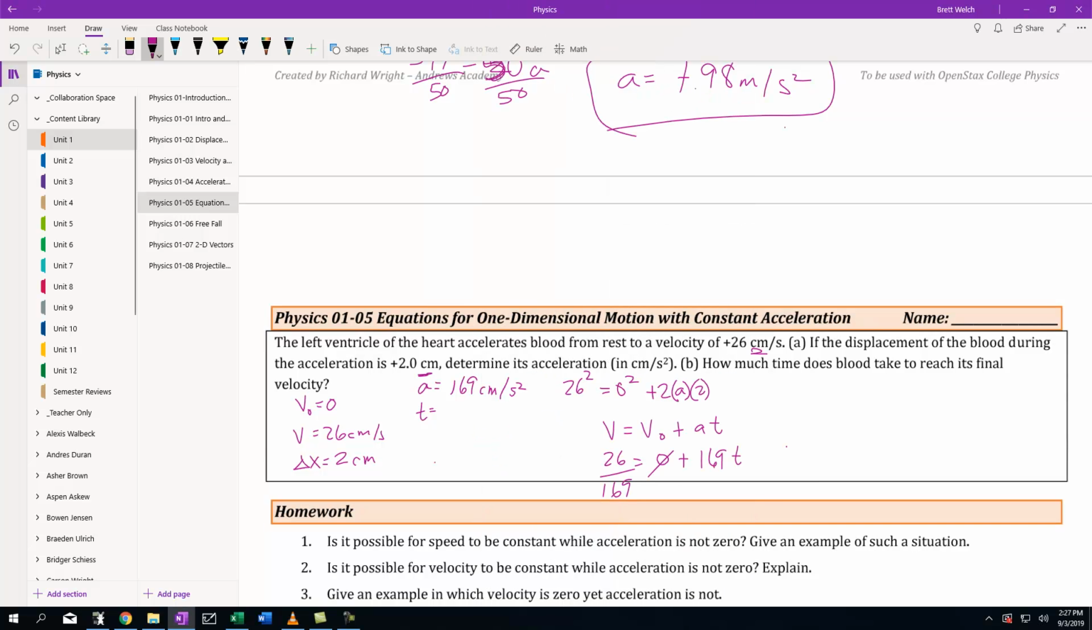Well, because this is in 2 sig figs, it'll be 0.15 seconds. And our acceleration should really be, for 2 sig figs, 170 centimeters per second squared.